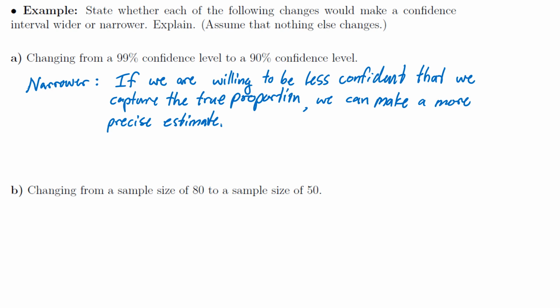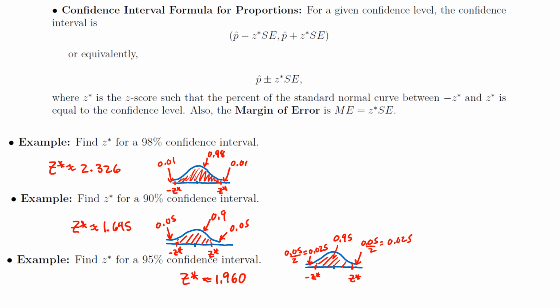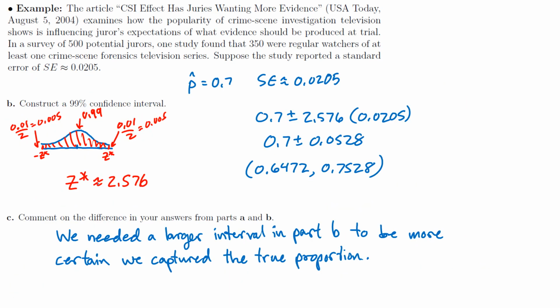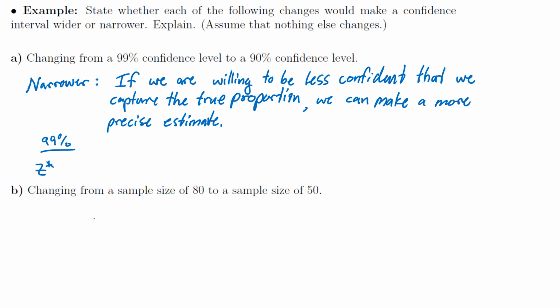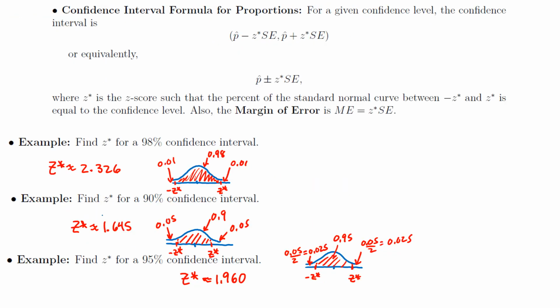There's also a mathematical reason. When we're 99% confident, then our Z star, we found this earlier. We found it way back, sorry, where did we find that? Here we go, 99% confident. We found that the Z score was 2.576. When we're 90% confident, we found that Z was 1.645.